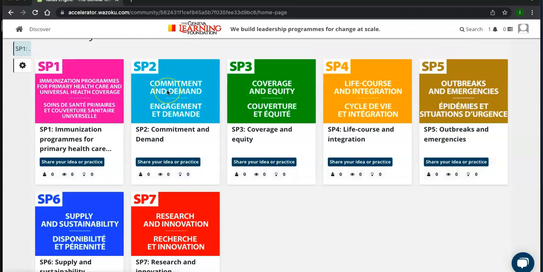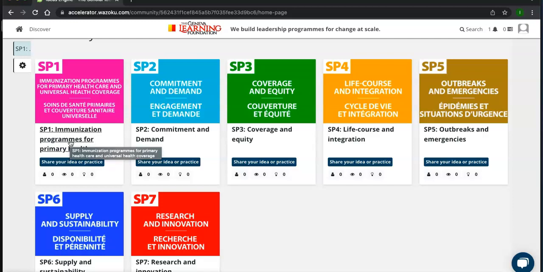So if we scroll down, we will see that we have organised the ideas and practices according to the IA 2030 strategic priority areas. So if you're not familiar with these, that's not an issue, but what we'll ask you to do is to decide where your idea or practice best fits. Is it about commitment and demand? Is it about immunisation programmes for primary health care and universal health coverage?